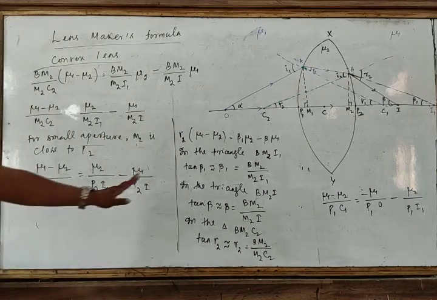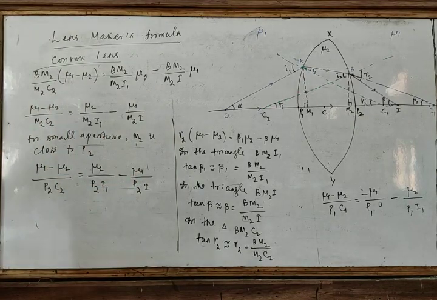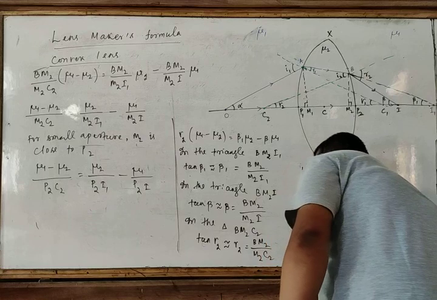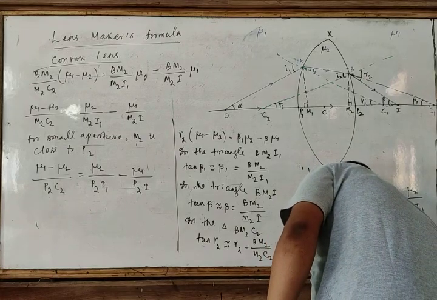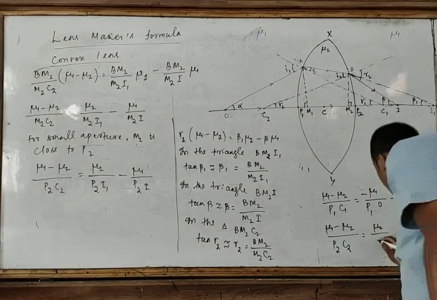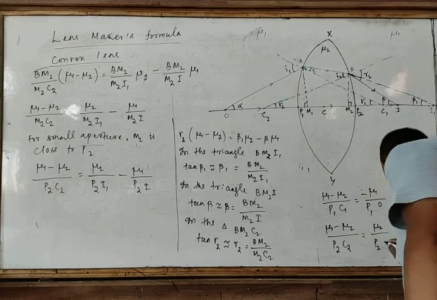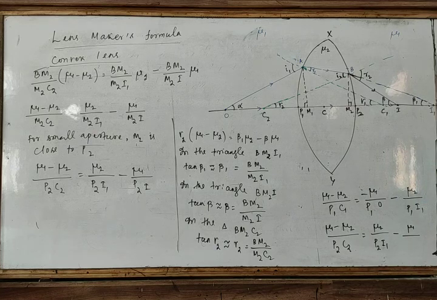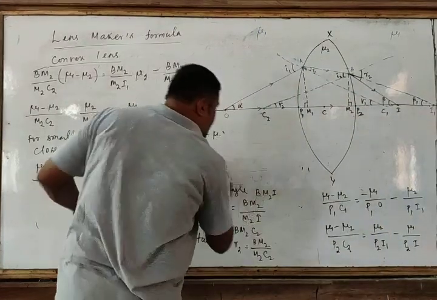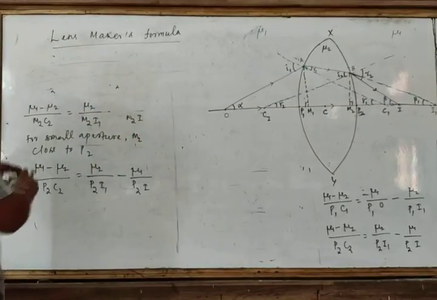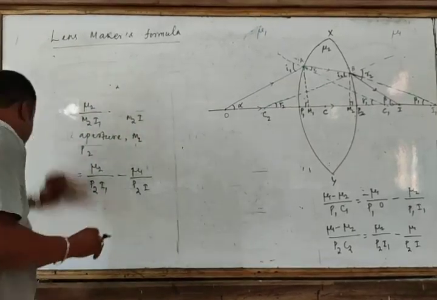Got it? So I got these two expressions. Let me keep them. The second one is here: mu 1 minus mu 2 divided by P2 C2 is equal to mu 2 divided by P2 I1 minus mu 1 divided by P2 I. Got it? Now I have the two expressions right here on the side. Now keep these two expressions.